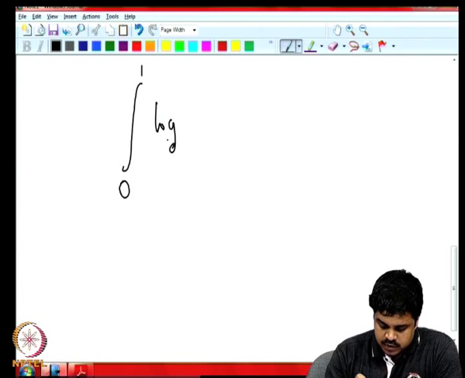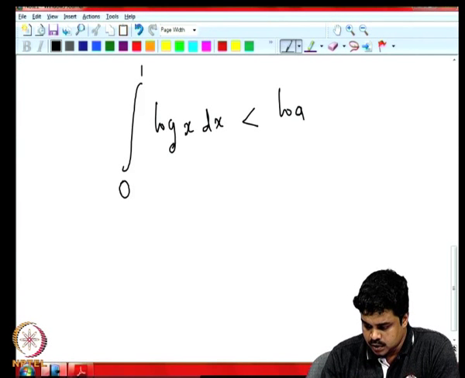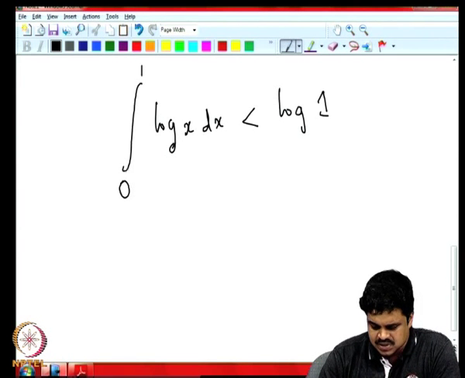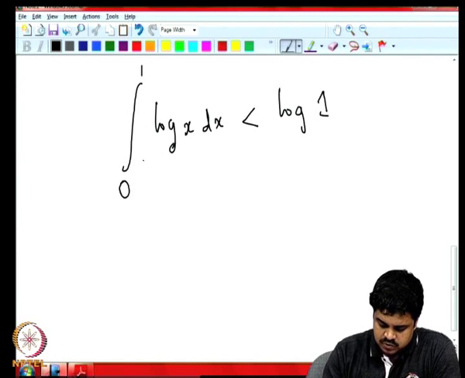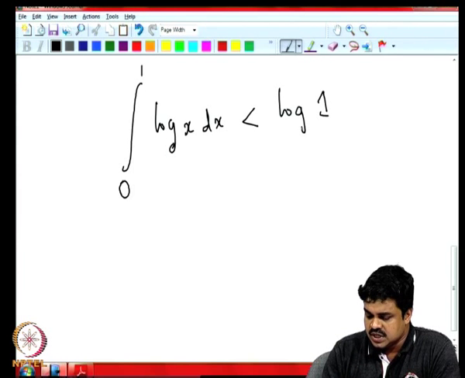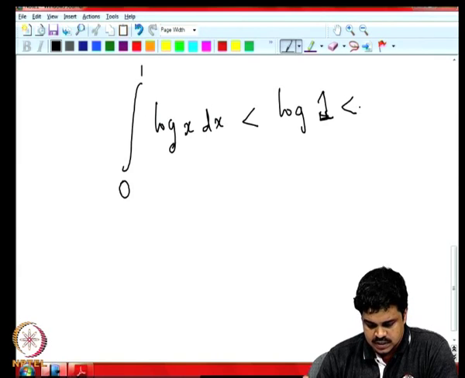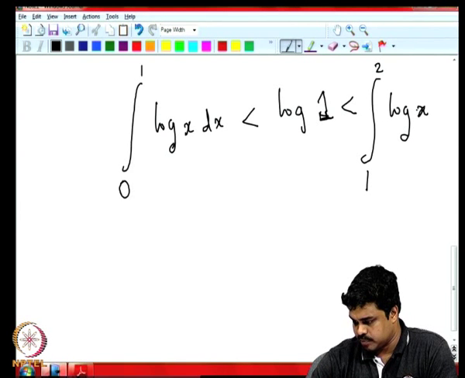If I write the integral from 0 to 1 of log x dx, this is definitely less than log 1, because this is a range of 0 to 1 and log 1 is the biggest value of this curve. It is a monotonically increasing function, so this portion is going to be strictly less than log 1. Of course, you have to go back to your calculus course and remember all these things. Similarly, if you go from 1 to 2, the integral of log x dx.